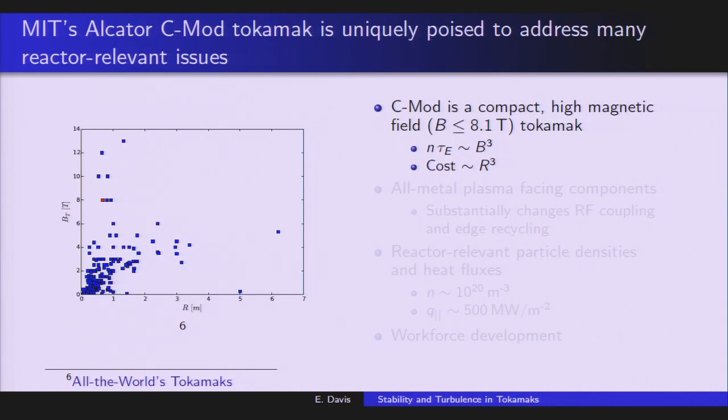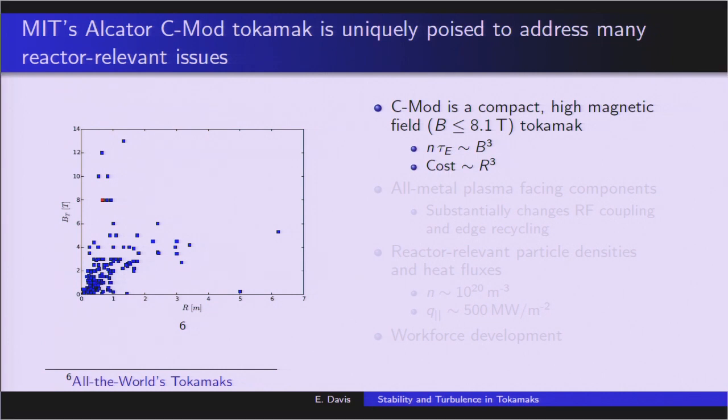So now I want to give you a brief overview of the Alcator C-Mod tokamak, which is at MIT and the tokamak I'm actually modeling. And it's, in my opinion and many other people's, uniquely poised to address many reactor-relevant issues. The first is that C-Mod's real claim to fame is that it is a compact, high magnetic field tokamak. And what that means is it's small and it uses very large magnetic field, up to 8 Teslas. And just so you can see where it sits in this parameter space, I've made a plot of all these dots, which correspond to various tokamaks that have been built or are planned to be built in the near future.